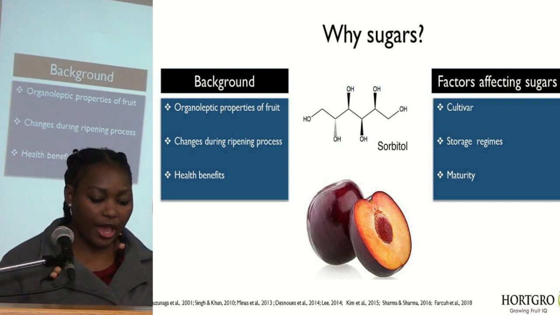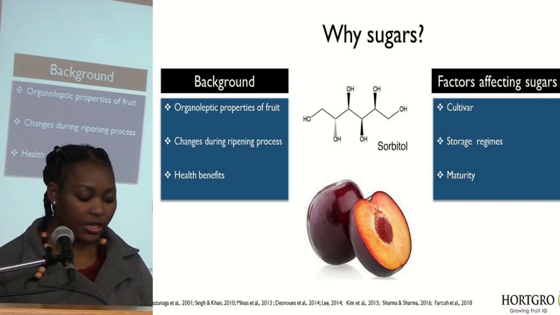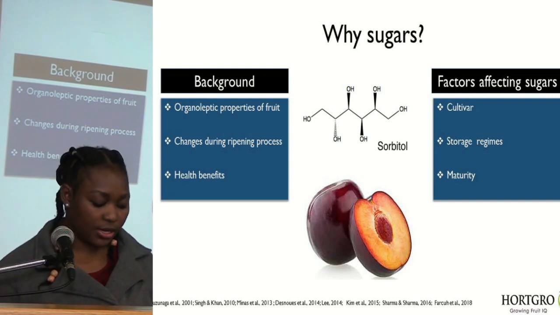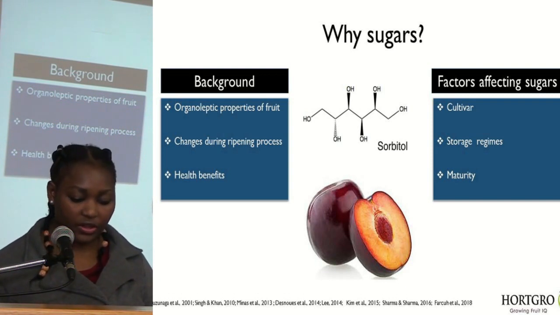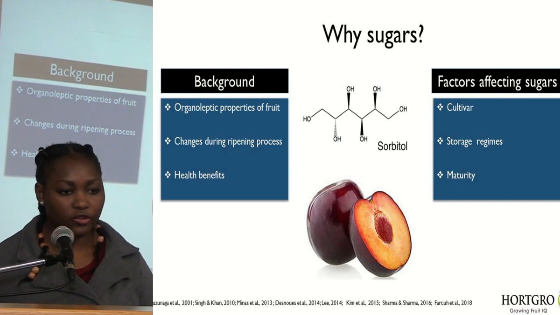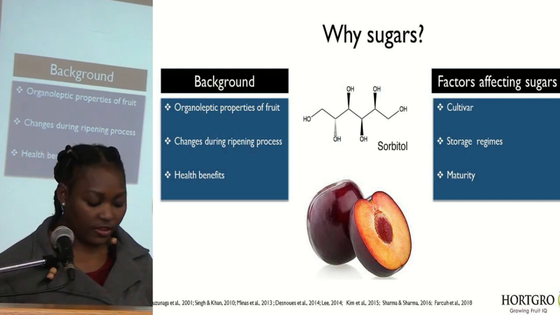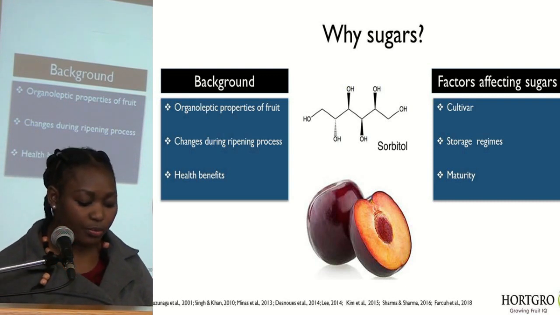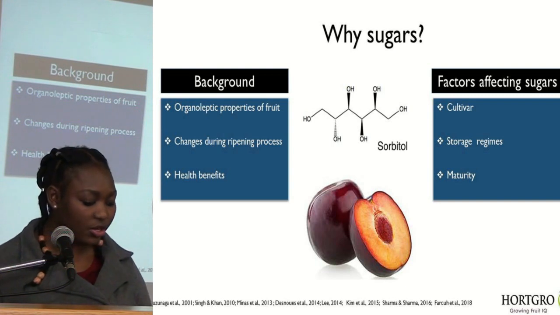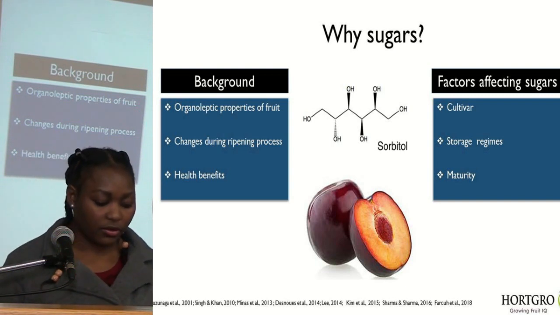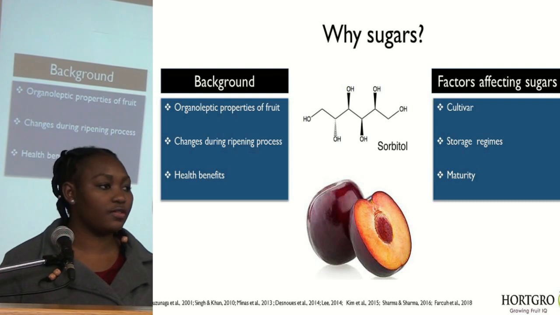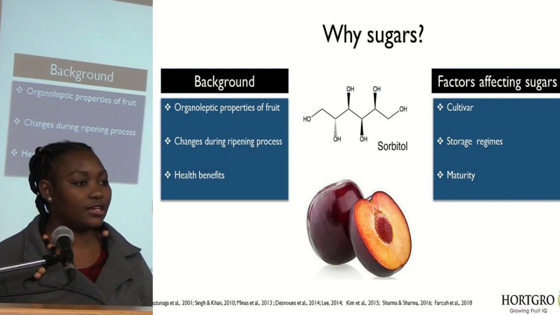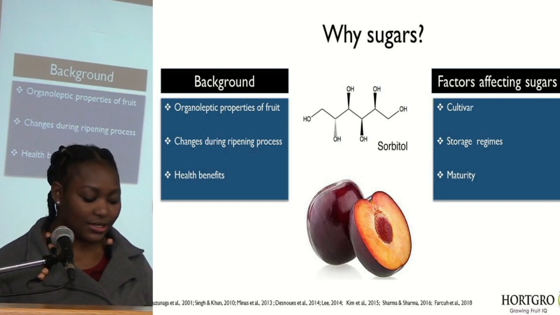The sugars also have health benefits, especially sorbitol, which is a sugar alcohol present in some fruits belonging to the Rosaceae family, especially plums. They have a high content of sorbitol, and this sorbitol is ideal as a replacement for sugars for patients suffering from diabetes, cardiovascular diseases, and other chronic diseases.